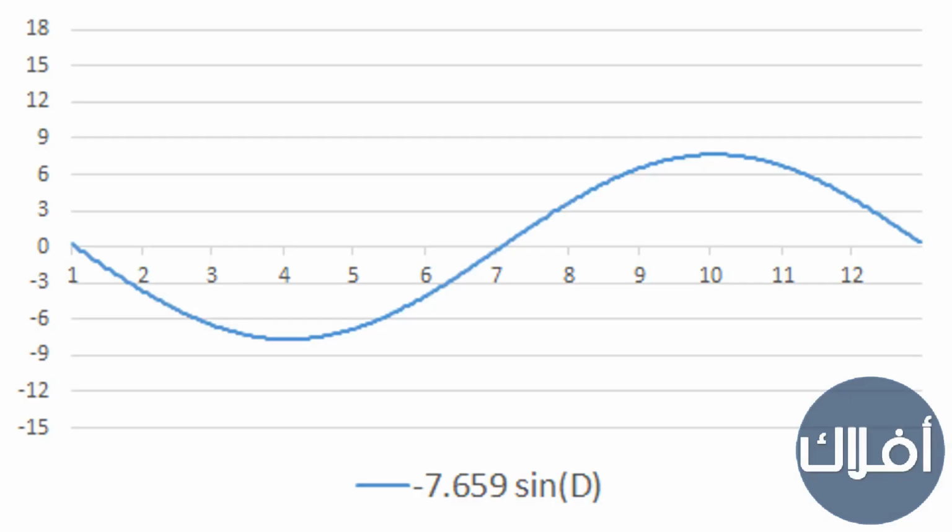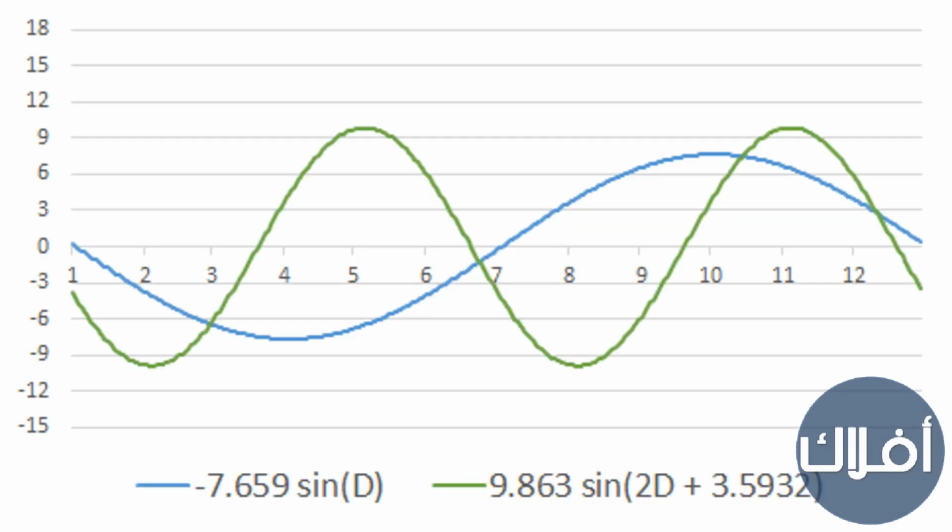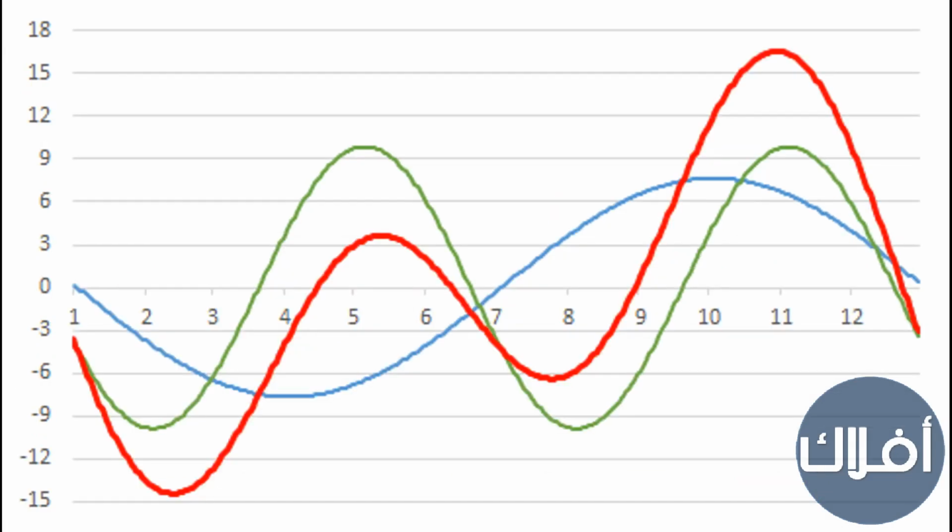We can draw the chart for the effect of the elliptical orbit of the Earth and the chart for the inclination of the Earth axis. If we add these two charts, we'll get the equation of time in red.